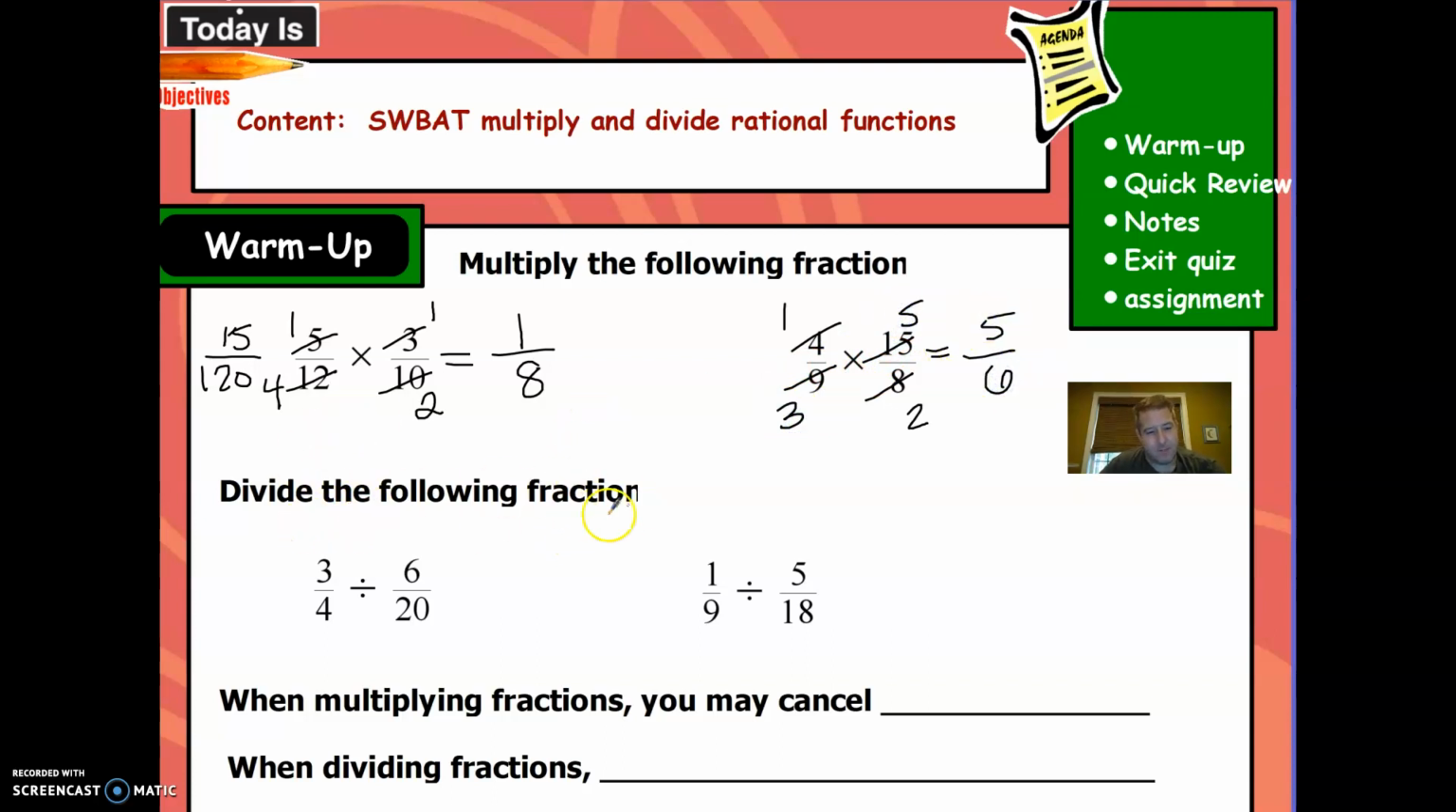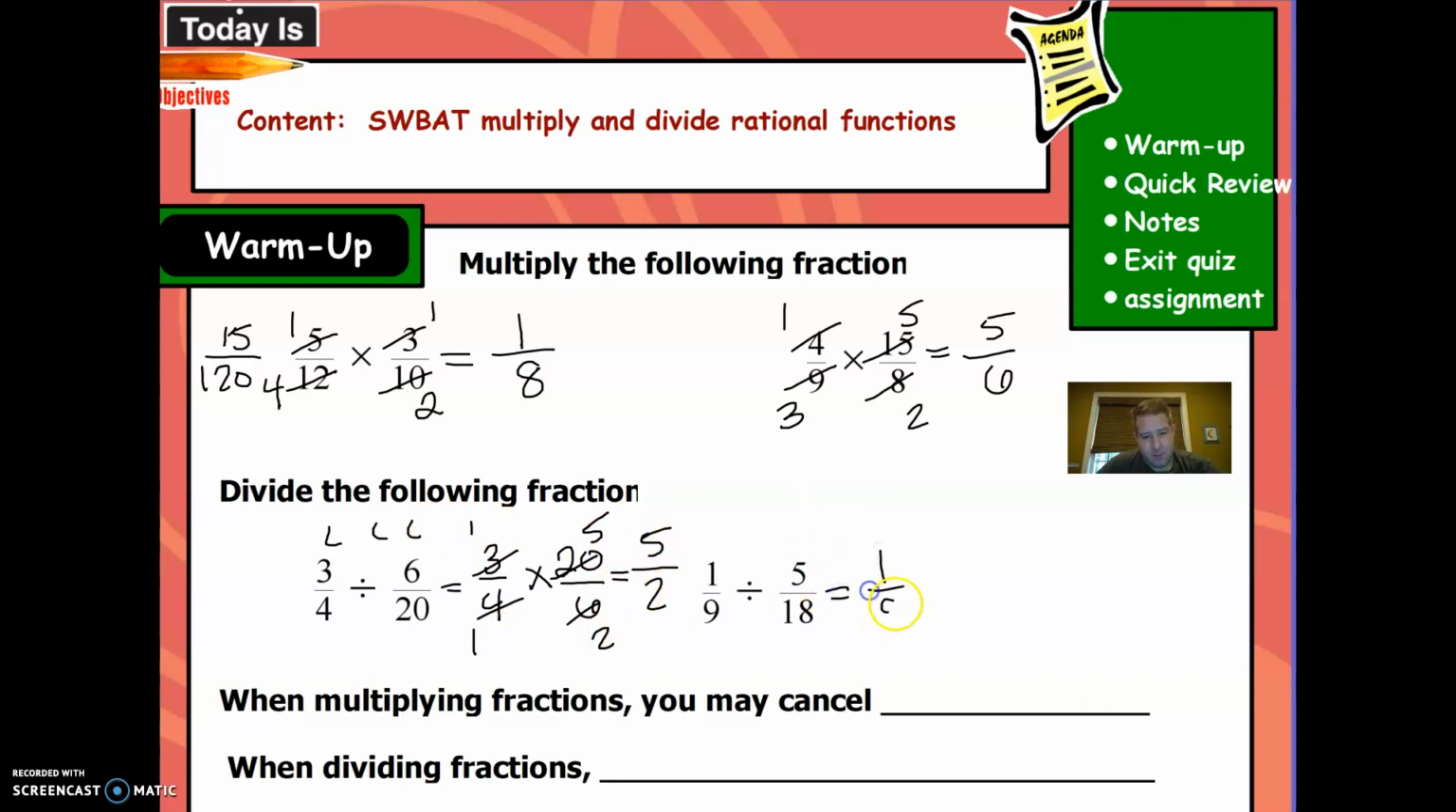Now, dividing is very similar. You're going to do a process which I like to call leave, change, change. I'm going to leave the first fraction alone. I'm going to change from division to multiplication. And I'm going to change 6/20 by flipping it. So I'm going to flip it to its reciprocal, which is 20 over 6. Then I can start reducing. 4 and 20 can both be divided by 4, and 3 and 6 can both be divided by 3. And then I multiply across. 1 times 5 is 5, 1 times 2 is 2, and 5/2 is your answer.